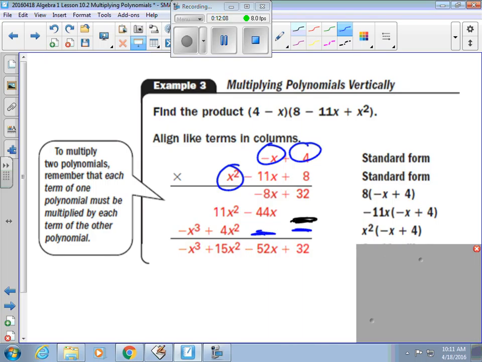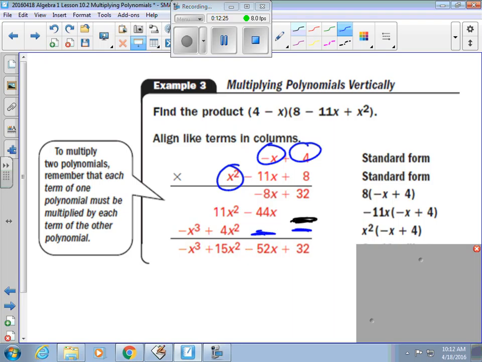32, so plus 32. And that's simplified because in the vertical setup, we actually create all of the like terms by stacking them on top of each other. And then once we combine them, we have negative x to the 3rd plus 15x squared minus 52x plus 32.